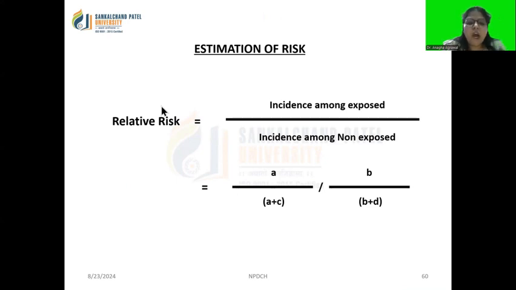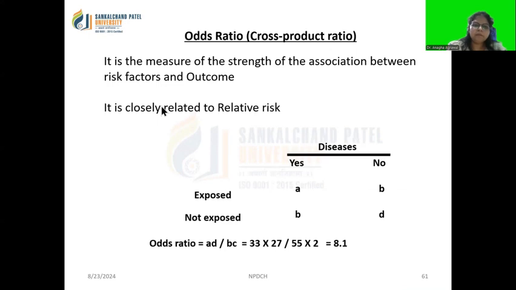So we find out how risky it is to indulge in that particular habit, so that we get that particular disease. The formula is incidence among exposed divided by incidence among non-exposed, which we have already calculated: A divided by A plus C, divided by B divided by B plus D.